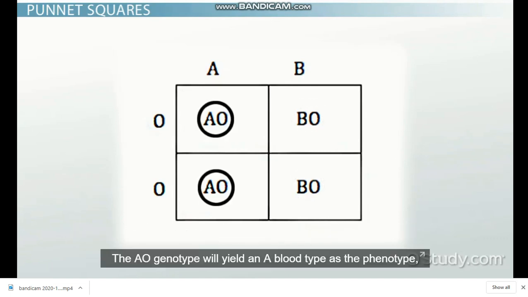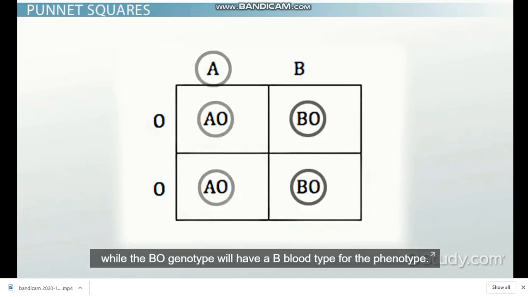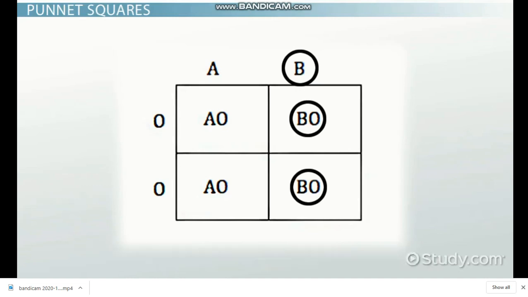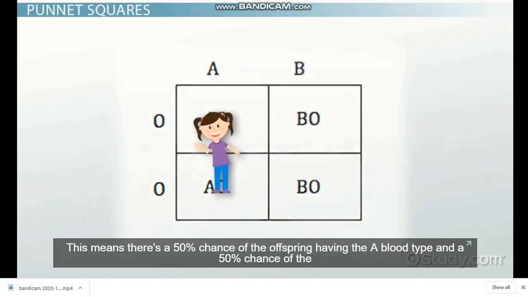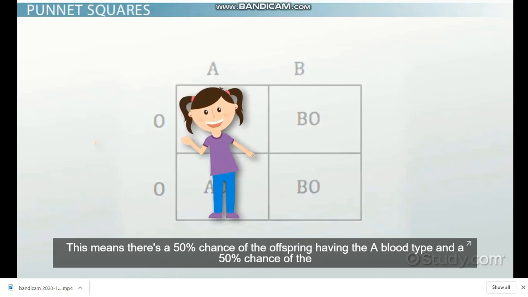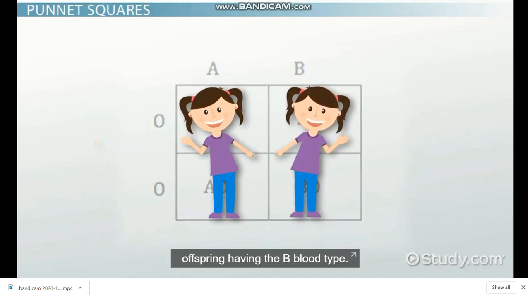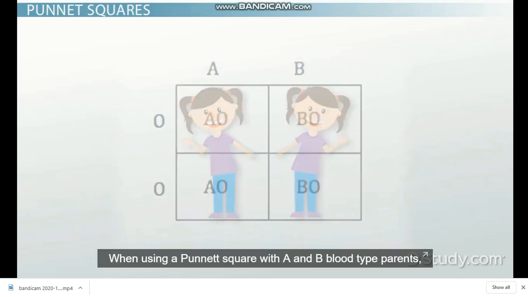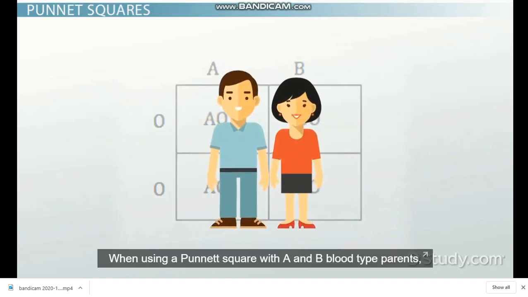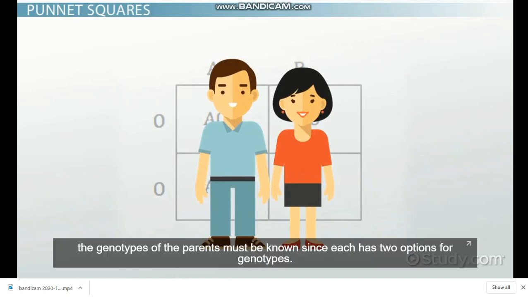The AO genotype will yield an A blood type as the phenotype, while the BO genotype will have a B blood type for the phenotype. This means there's a 50% chance of the offspring having the A blood type and a 50% chance of the offspring having the B blood type. When using a Punnett square with A and B blood type parents, the genotypes of the parents must be known since each has two options for genotypes.